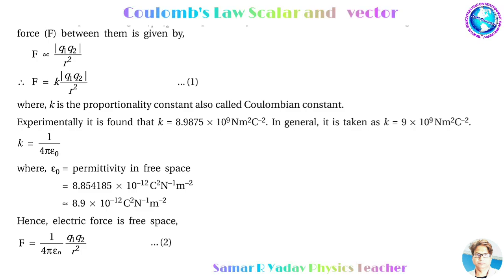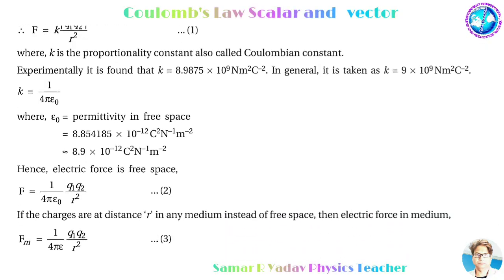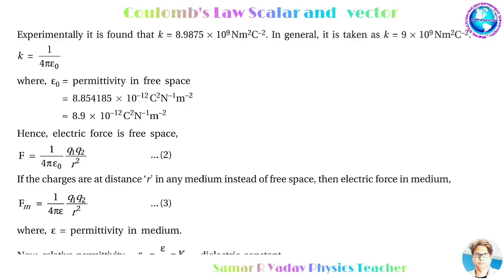K is equal to 1 upon 4 pi epsilon 0, where epsilon 0 is the permittivity of free space, equal to 8.854185 into 10 to the power minus 12 Coulomb square upon Newton meter square, approximately 8.9 into 10 to the power minus 12 Coulomb square upon Newton meter square. Hence, the electric force in free space F is equal to 1 upon 4 pi epsilon 0 q1 q2 upon r square, equation number 2.